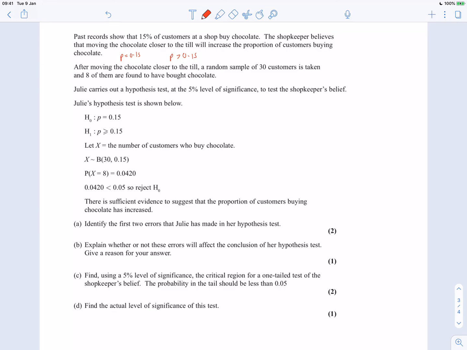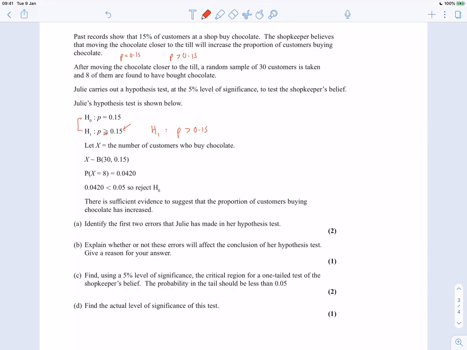So H0: p = 0.15, H1: p ≥ 0.15. First mistake: you can't have greater than or equal to 0.15 because then there's overlap between these two things. If there's going to be an ask for a mistake, then it should have been H1: p is strictly greater than 0.15. So that's a potential mistake.